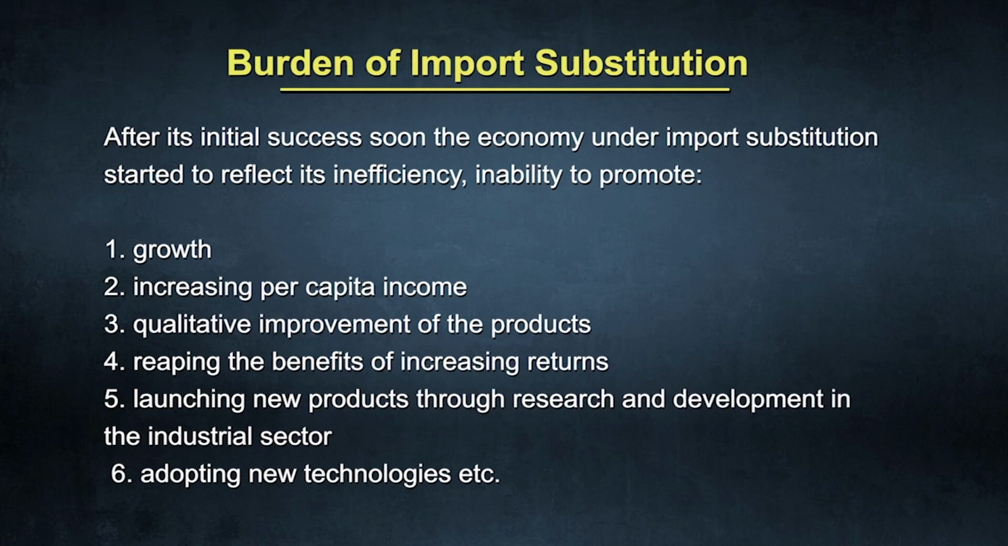After its initial success, the import substitution policy soon started to reflect its inefficiency, its inability to promote economic growth, increase per capita income, bring qualitative improvements of the products, reap the benefits of increasing returns, launch new products through research and development at the industrial level, adopt new technologies, etc. In almost all fields of industrial development, it started to show its inefficiency. And actually, under this system, the economy gets stagnant under red tapeism.